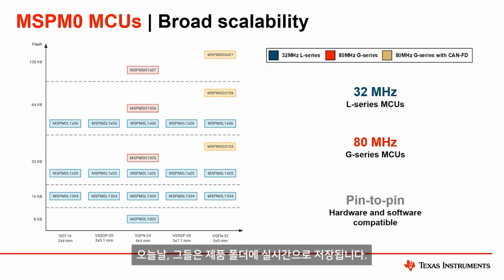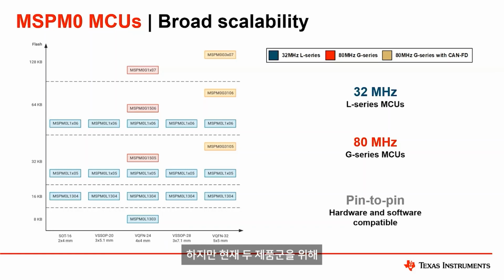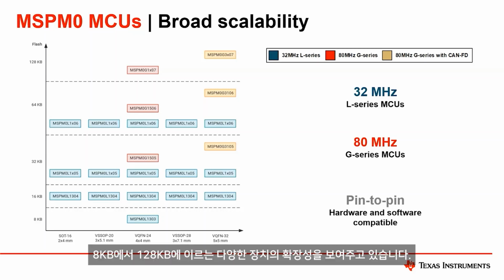From here, today, they are live on their product folders. You can request samples and launch pads. The data sheets are available, as well as our software development kit. Again, as the months go on, this is our initial launch. There will be additional devices being added and updated to this view, but this is just showing the scalability of all our different devices, from 8 kB to 128 kB right now for our two families.